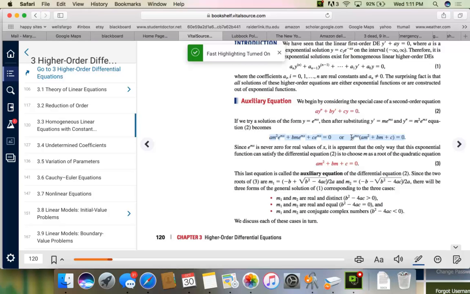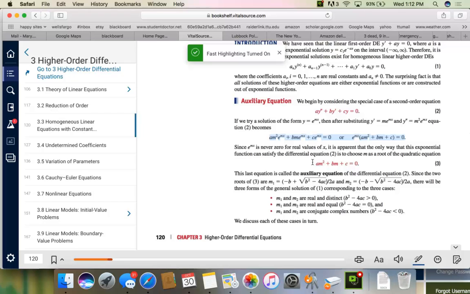Now, because e to the mx and this polynomial expression multiply each other, if we want this to be true for all values of x, we can't have e to the mx be equal to 0, because that would only be guaranteed to be true when either m or x is equal to infinity. So that's not really a true solution. So the alternative then is that what multiplies it has to equal 0. That's what leads us then to equation 3. Equation 3 is known as an auxiliary equation. We refer to this also as a characteristic equation.